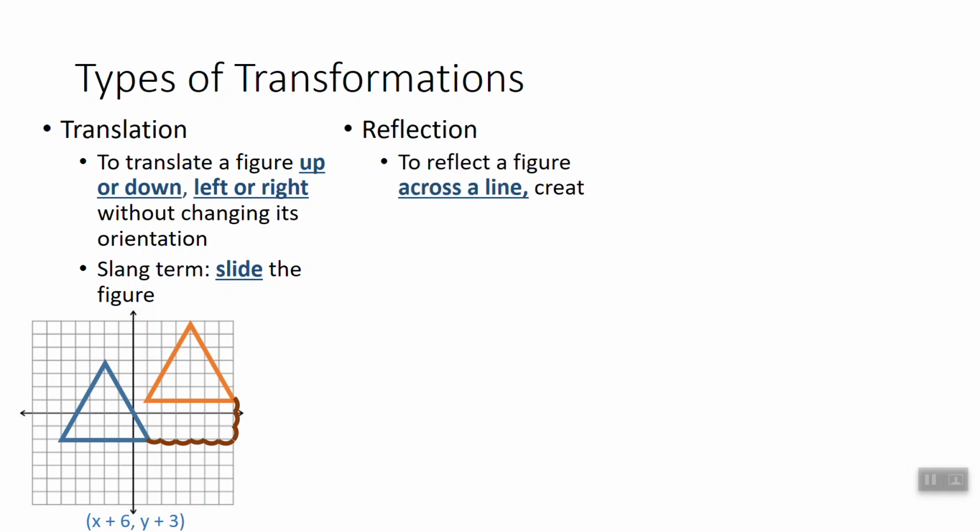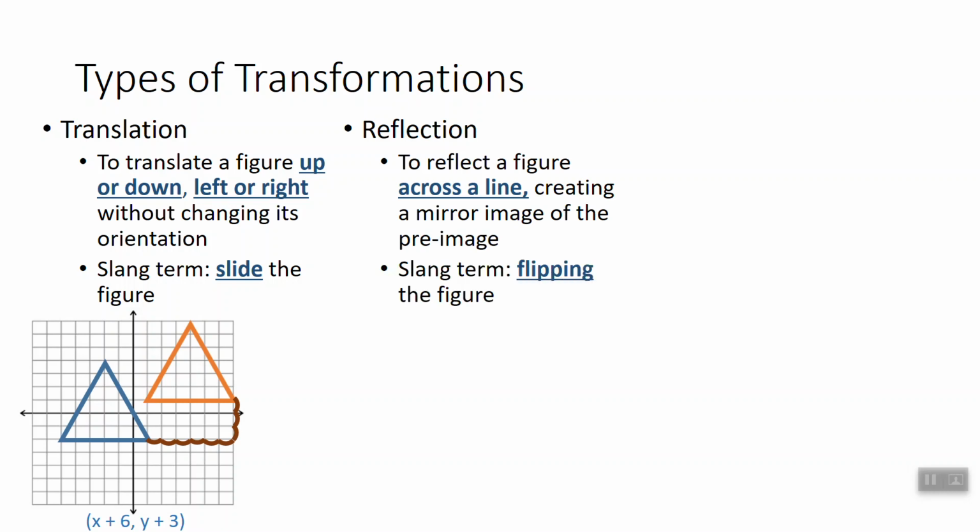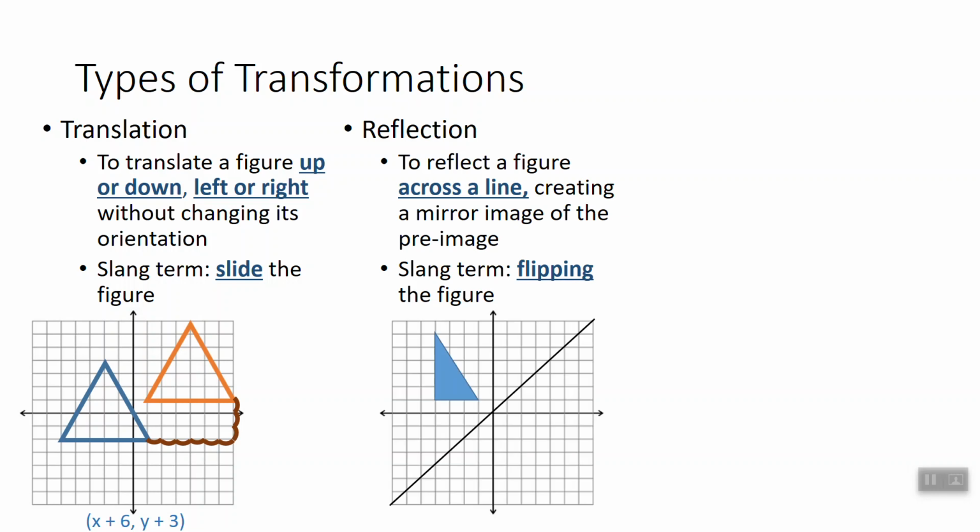A reflection is to reflect a figure across a line, creating a mirror image of the pre-image. The slang term we will use is flipping the figure. So now we're going to see a mirror image of this right triangle across the line. If you imagined folding your paper in half across this line, you would be performing a reflection.